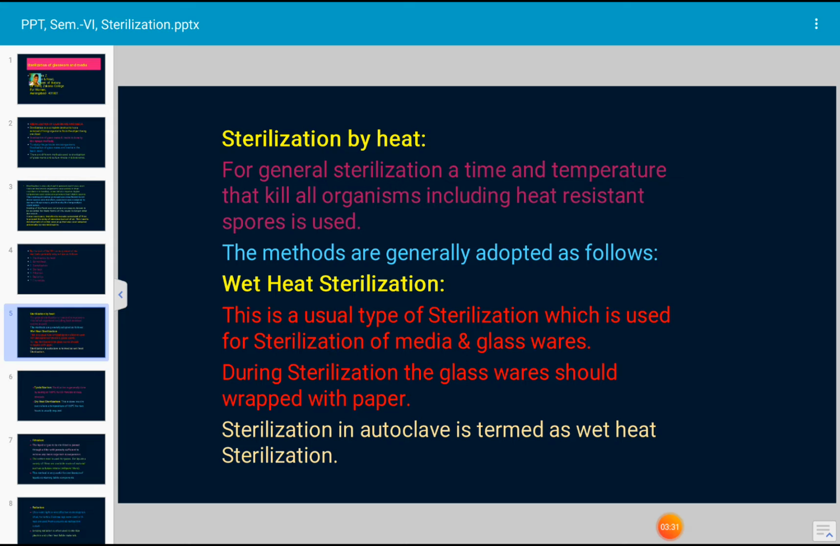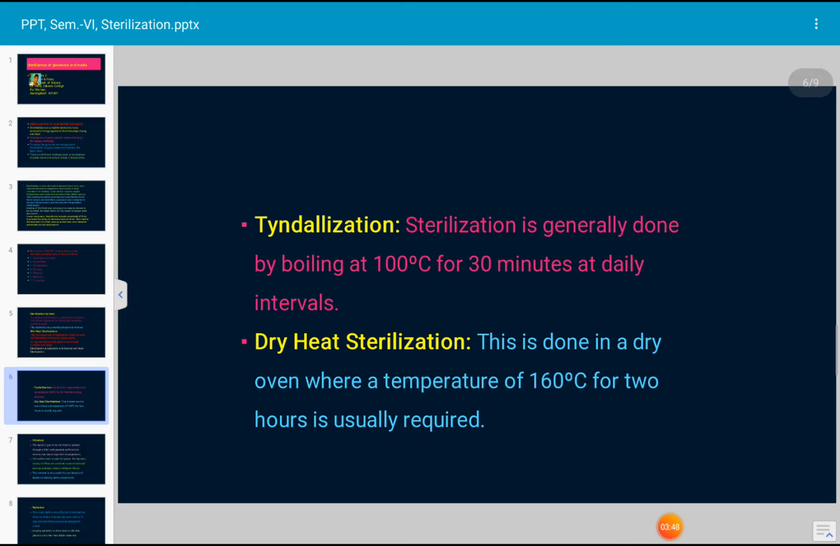This is the usual type of sterilization, which is used for sterilization of media and glassware. During sterilization, the glassware should be wrapped with paper. Sterilization in an autoclave is termed wet heat sterilization. And tyndallization: sterilization is generally done by boiling at 100 degrees Celsius for 30 minutes at daily intervals. This type of sterilization is known as tyndallization.